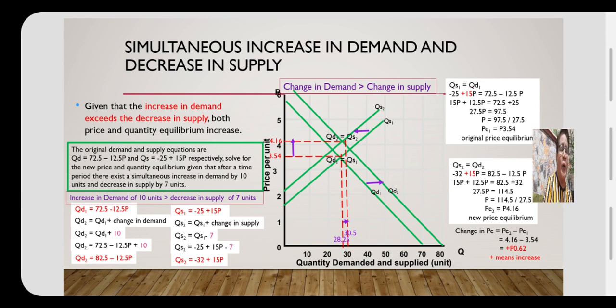And the new price equilibrium can be solved by equating the new supply equation to the new demand equation. That is, QS sub 2 equals QD sub 2.